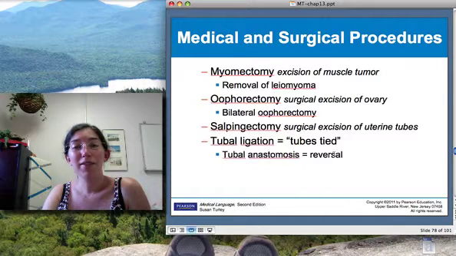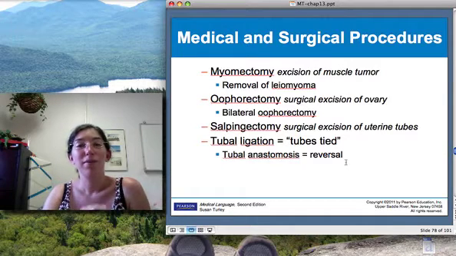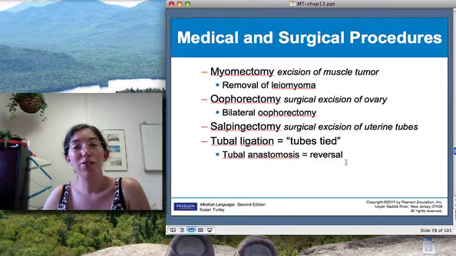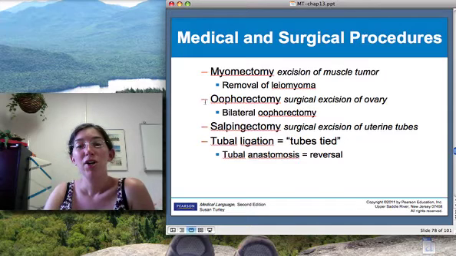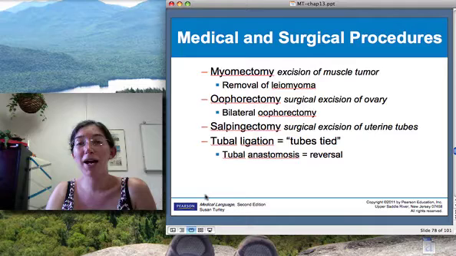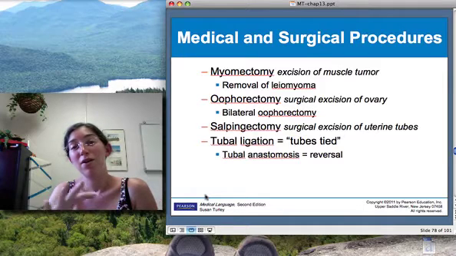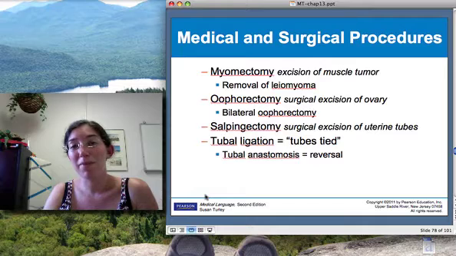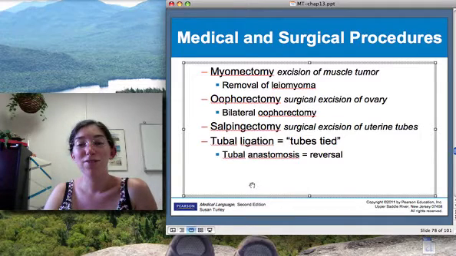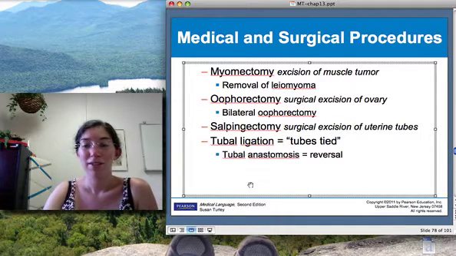A myomectomy would be removal of part of the muscle, the myometrium, in response to having a leiomyoma or leiomyosarcoma. Oophorectomy, oophoro, is a combining form that means ovary. Oophoro. Oo is a combining form that means egg.